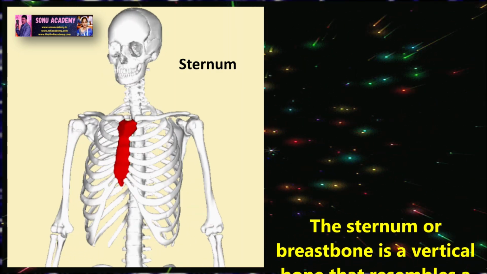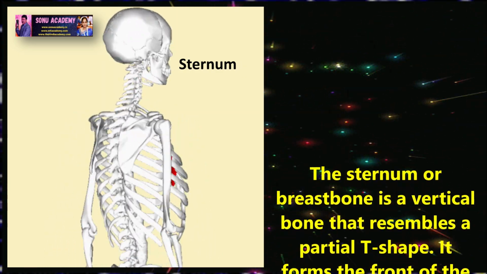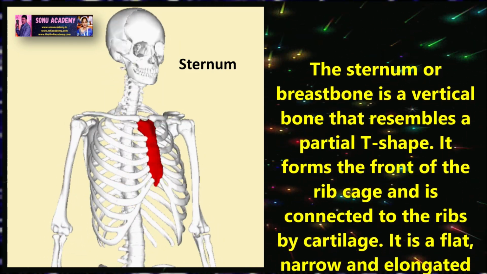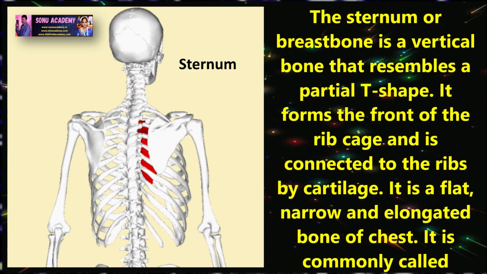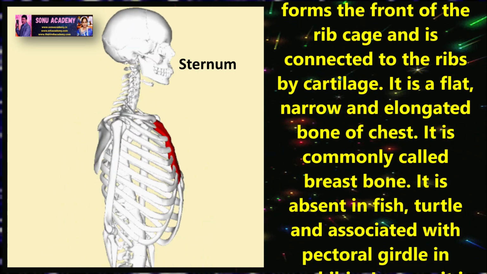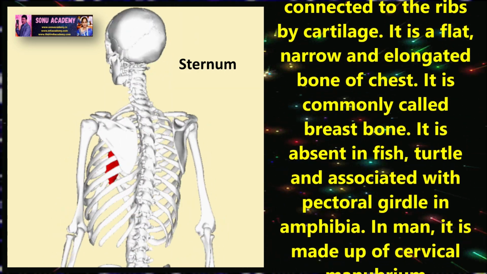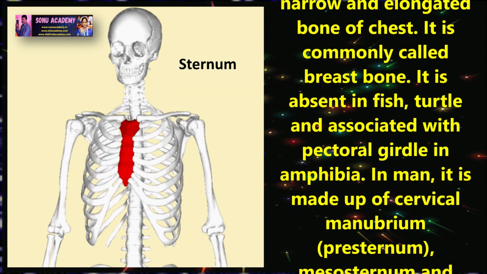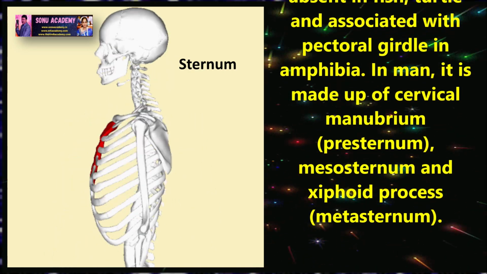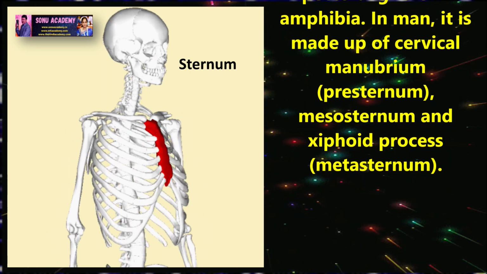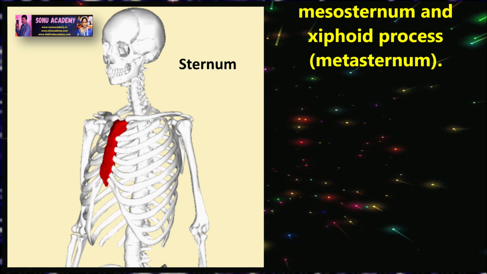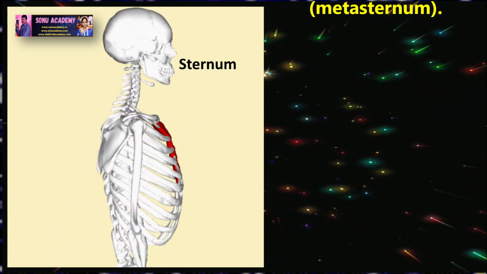Children, let us discuss the sternum. The sternum or breastbone is a vertical bone that resembles a partial T shape. It forms the front of the rib cage and is connected to the ribs by cartilage. It is a flat, narrow and elongated bone of the chest, commonly called the breastbone. It is absent in fish, ductile and associated with the pectoral girdle in amphibians. In man, it is made up of the manubrium, mesosternum and xiphoid process.